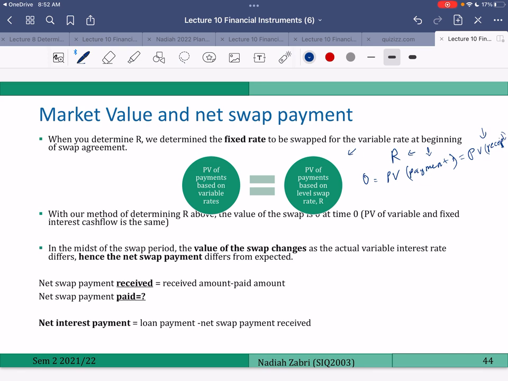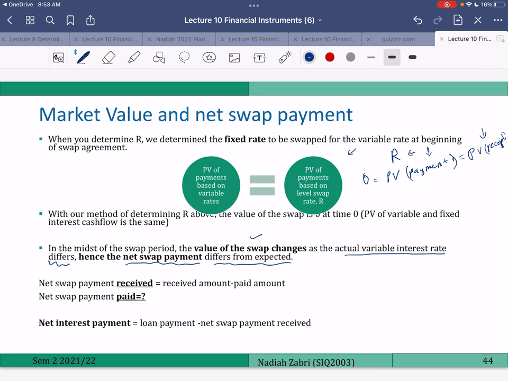However, as we move along the swap tenure, the value of the swap changes. Okay, so maybe in the beginning we agree on a 3-year swap. After 1 year, the value of the swap is not 0 anymore because the actual variable interest rate will differ from the expectation of the variable interest rate. So the actual and expected variable interest rate differ, so the net swap payments that we expect will differ as well.